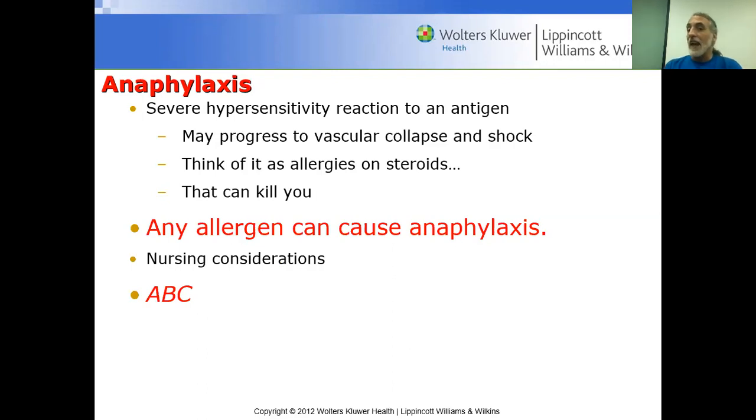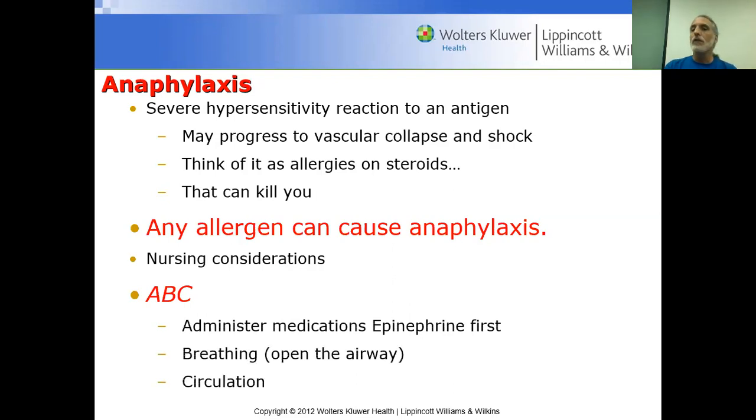So for nursing considerations, ABCs. Now here, it's sort of airway, breathing, circulation, okay? Starts with administer the medications. Get the airways open. Breathing, and then circulation. So administering medications, the latest and greatest is epinephrine first, to begin to counteract the hypotension and the airway constriction so that the patient can breathe and also support their blood pressure.